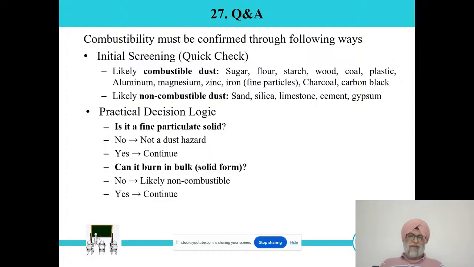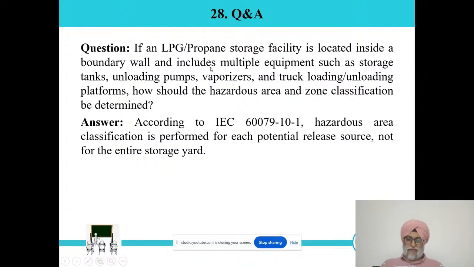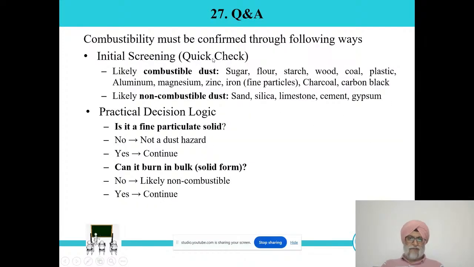Now the practical decision logic. First, is it a fine particulate solid? If no, there is no dust hazard. If yes, continue; you can follow the particle size also in this case. Second, can it burn in bulk solid form? If no, it is likely non-combustible. If yes, you have to continue to step 2, for finding the explosion rating. So these are the two steps by which you can define the combustibility of the powder.